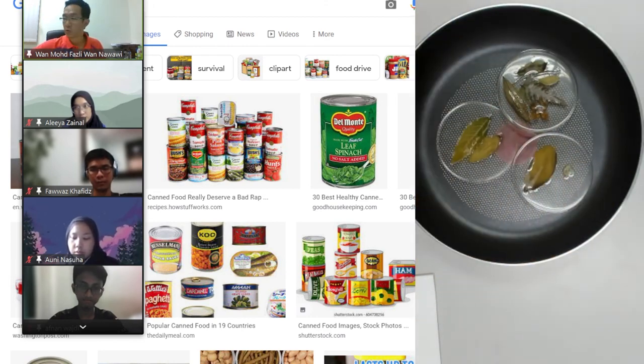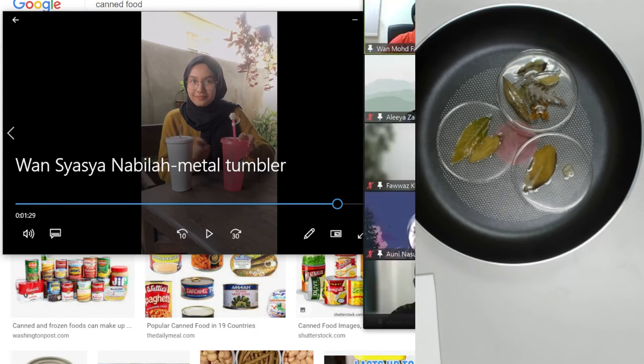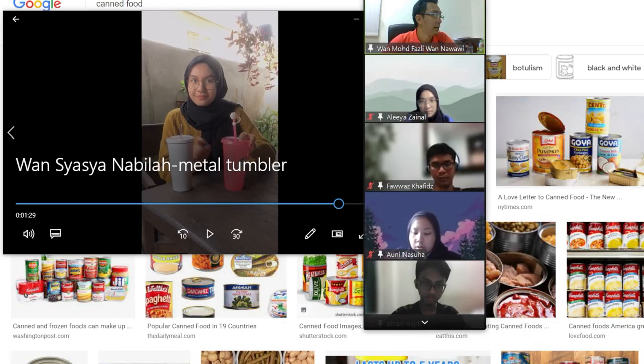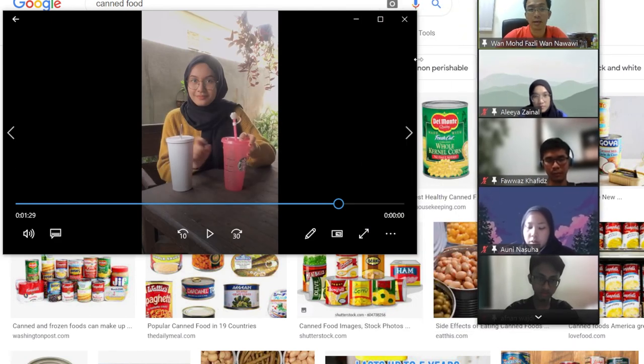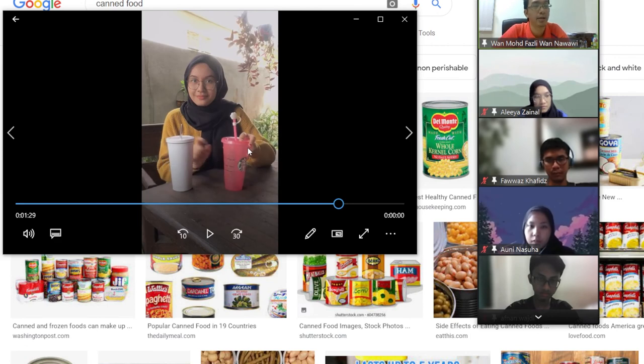Okay, so in the case of the metal tumbler, the Shasha metal tumbler just now, it's a little bit different. I don't think they have plastic. They have totally the stainless steel. But we will discuss further in the next class why in the case of the Shasha stainless steel tumbler you don't need plastic. So just to give you the idea about what we will learn in the next class.